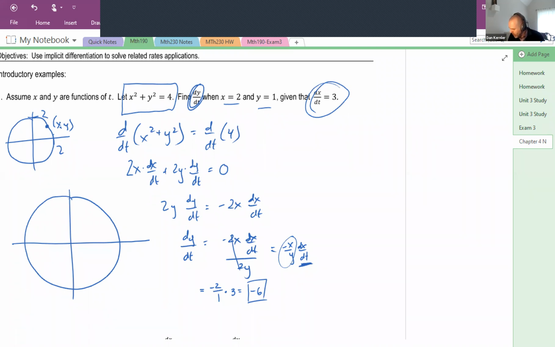So we're looking at the point (2, 2, 1). Hold on, there's a problem with that. Look at this example. This is a circle of radius 2, but (2, 1) is not on the circle. That's not good. It has to be on the circle. So let's call it (square root of 3, 1).